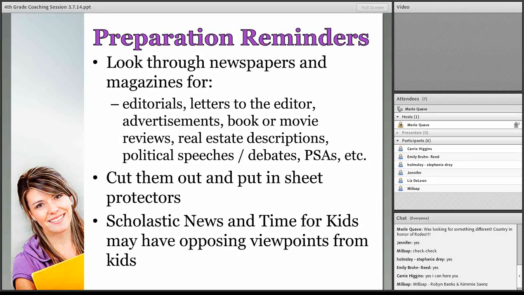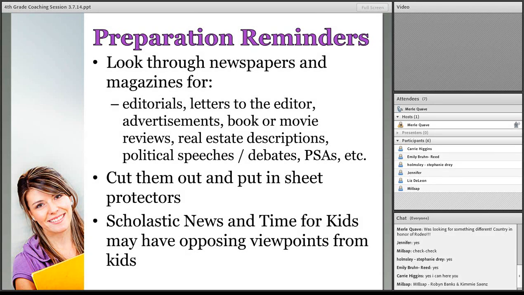A couple of them I was like, oh yeah, real estate descriptions. Those are persuasive texts. They're trying to get people to purchase something. They're going to give it a description, and they're going to try to influence someone. And of course, looking at PSAs is going to be important too, because by the time this unit starts, you will have already started the PSA writing unit.